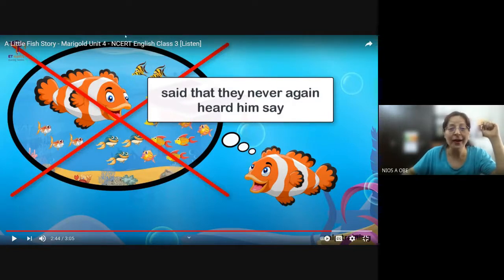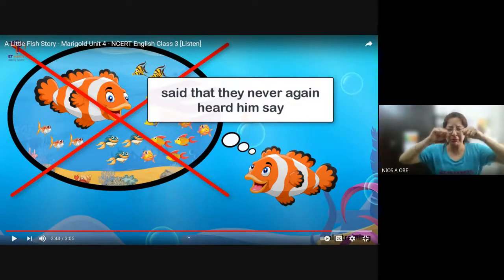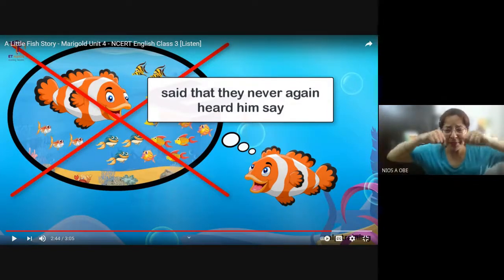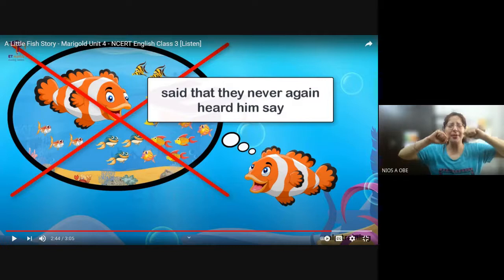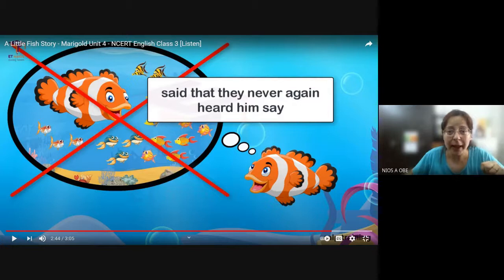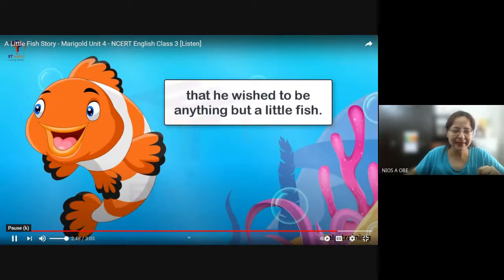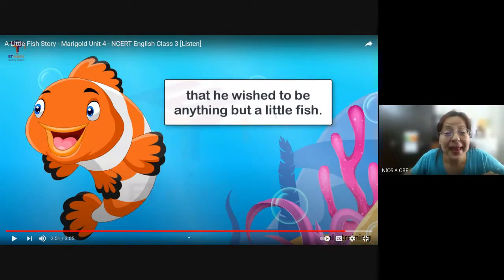What did he keep saying? The little fish. What did he always say? I'm so small. I'm so small. I'm so little. He used to keep crying, no? So his friend said that after that he never said that he wished to be anything but a little fish. So he was very happy being a little fish. He was very happy being a little fish.